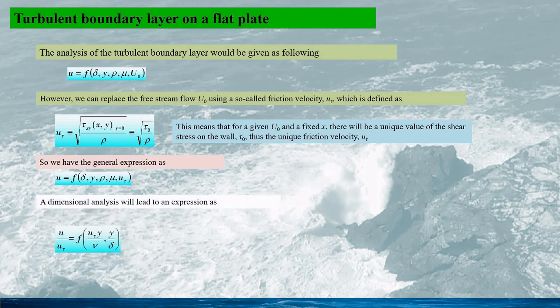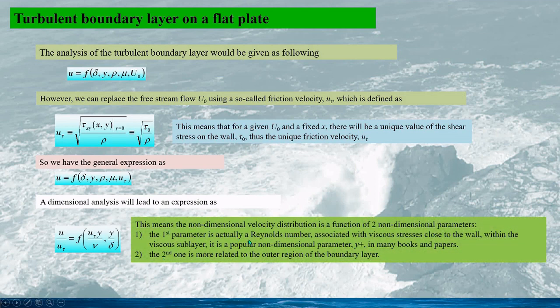We can make a dimensional analysis of this expression, and that would lead to an expression as this. The non-dimensional velocity distribution u with regard to u tau is given by a function of two non-dimensional parameters. The first parameter is the Reynolds number based on the friction velocity u tau and the distance from the boundary y. And the second non-dimensional parameter is y divided by the boundary layer thickness delta.